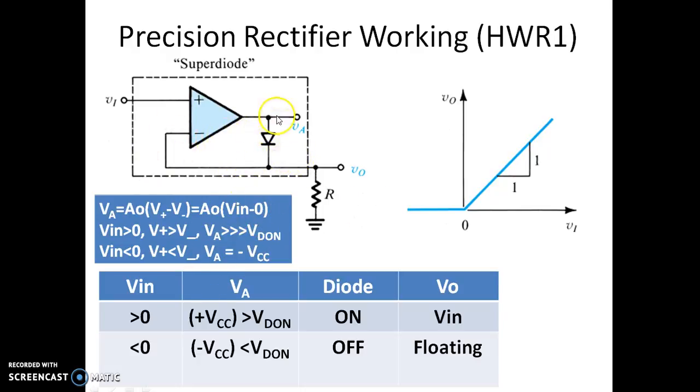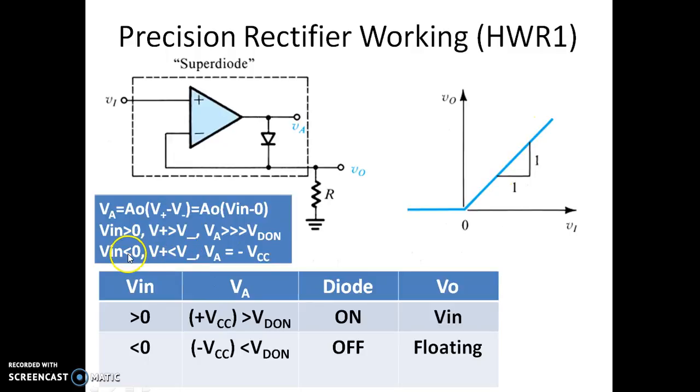Now assume, because this acts like a voltage follower when the diode is on, neglecting the diode drop, the output voltage is equal to the input voltage. That's why, even for very small voltages, even 1 millivolt, the output voltage VA will be plus V sat, for anything greater than 0. It need not be greater than the cut-in voltage. Even if it is 1 millivolt or 10 millivolt, V plus will be more than V minus. Whenever this condition comes, VA will be greater than VD on, which will turn on the diode so that the output voltage is equal to the input. So that's why you have a slope of 1.